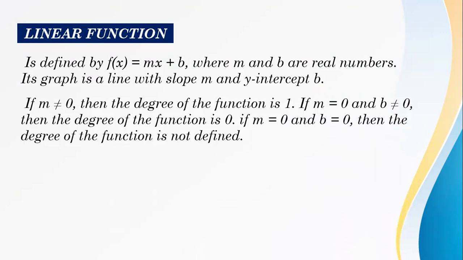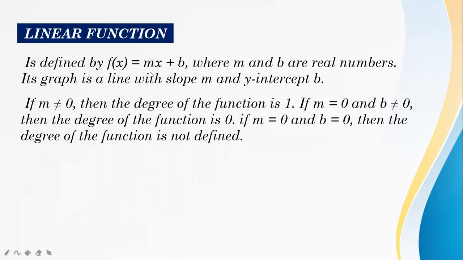If m is not equal to 0, then the degree of the function is 1. If m equals 0 and b is not equal to 0, then the degree of the function is 0. If m equals 0 and b equals 0, then the degree of the function is not defined.